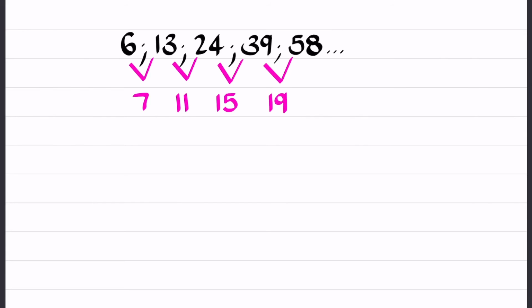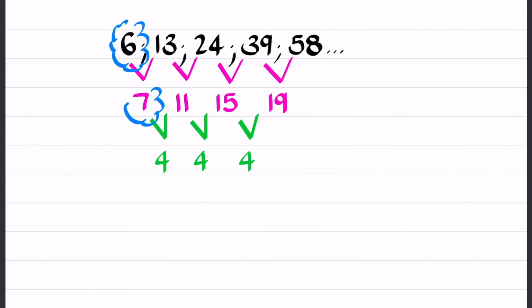So we can see that we don't have a constant first difference, so we're going to go to our second difference. So we have 11 minus 7, which is 4, 15 minus 11, which is 4, and 19 minus 15, which is also 4. So now I'm going to circle my first term of each of my rows.